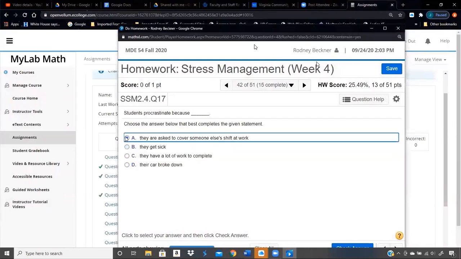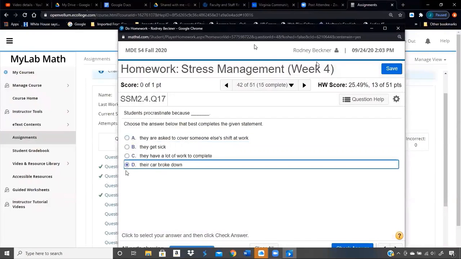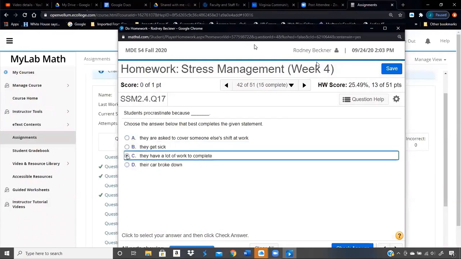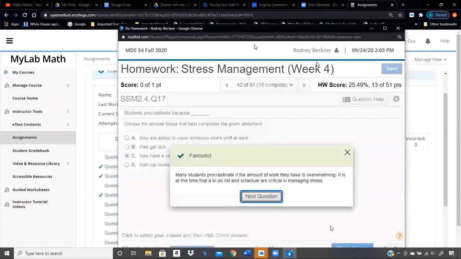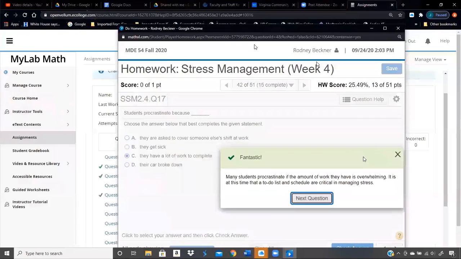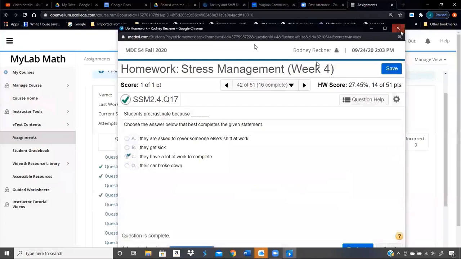They're asked to cover someone else's shift at work. And if you've got the type of job where you have to do it, you got to do it. You got to keep earning that bread, right? Their car broke down. I mean, if you're stuck at the dealership for 4 hours without your homework, sure, that's procrastination, but not intentional. They have a lot of work to complete. This seems like the most generic one without being too specific. And exactly, too much work causes us to procrastinate because we get overloaded. We see these 10 things we have to do and we don't even know where to start. And this is another one of those things that making a list and time blocking or time management, however you have to do it, can be very, very helpful there.